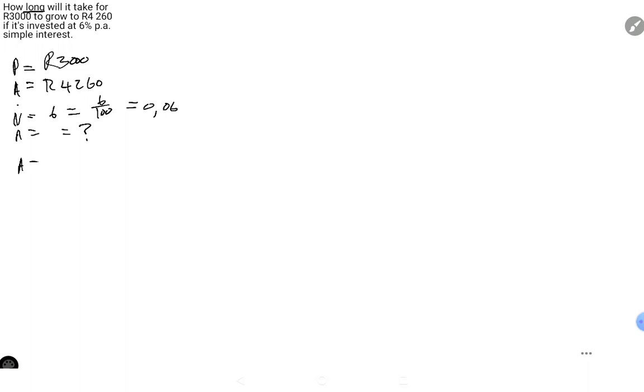A equals P times (1 plus I times N). We've got A, so I'm going to make space again on my right. I've got 4,260, I've got 3,000, I've got 1 plus 0.06, and then I've got N, because N doesn't have a value, we're still calculating that.